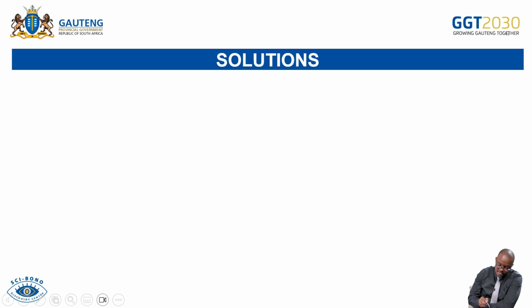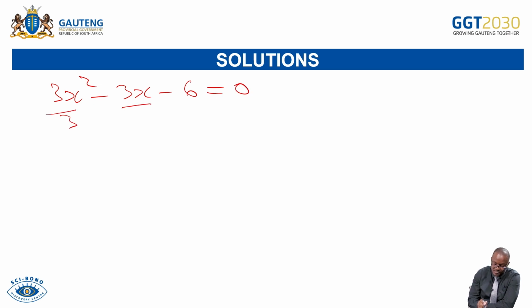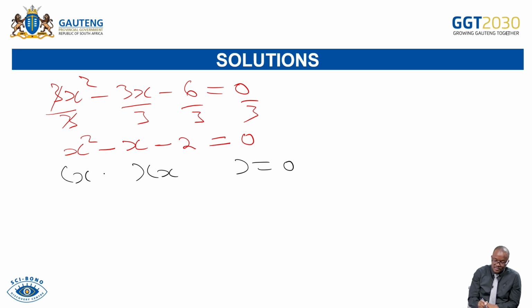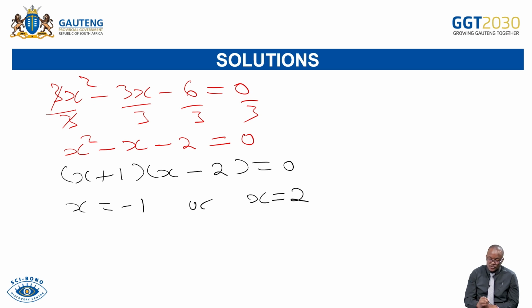So let's deal with it on this side. 3x squared minus 3x minus 6 is equal to 0. So we can simply see that 3 can be a common factor. Then we can have x squared minus x minus 2 is equal to 0. So now we're looking into that. Either we use the quadratic formula or we factorize. So we're going to have (x plus 1)(x minus 2), then x is going to be negative 1, or x is going to be 2.